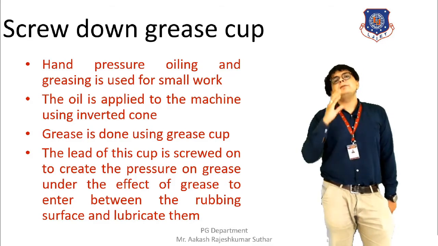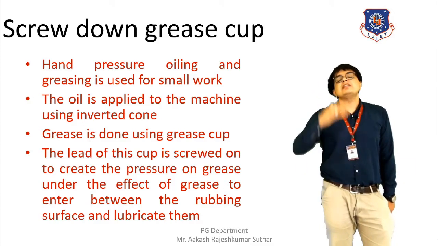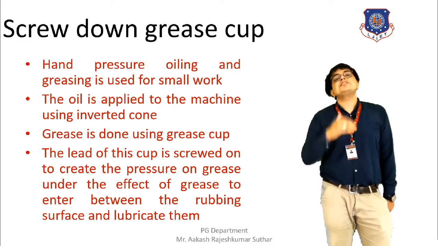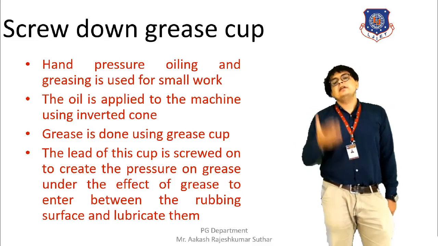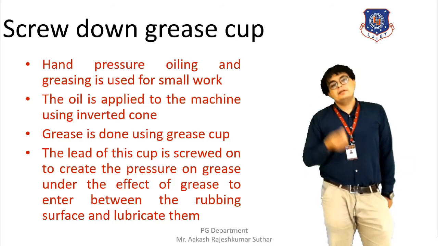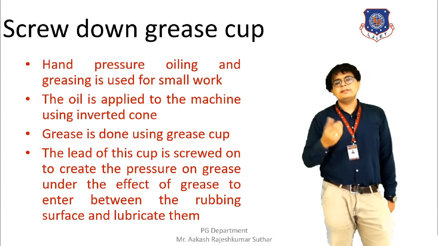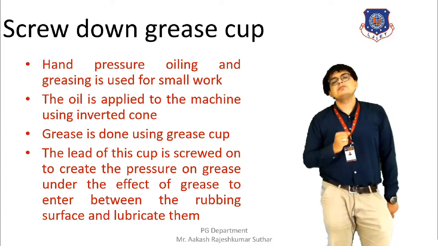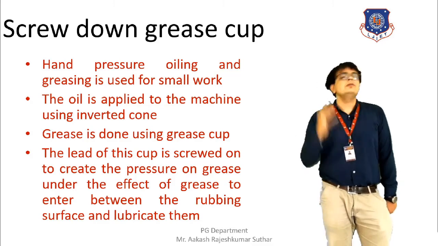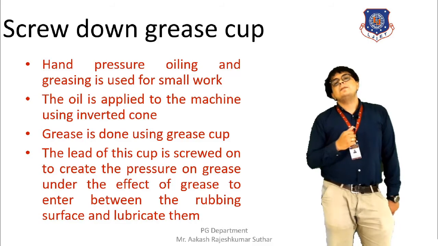The main purpose of the inverted cone is to have a connection with the lead, so that proper pressure is found, and ultimately the grease or the required lubrication material will be ejected in the required direction. And ultimately between the rubbing and the mating surface, the lubrication will be provided. So this is how the screw down grease cup method is operated.